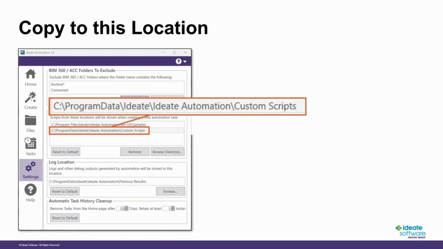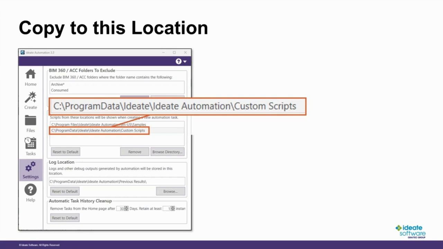This is the custom scripts location. Ideate Automation has set aside this folder specifically for this type of work when you're customizing your scripts to the next level, right? You could put it at a different location, but I like putting it here because once we get to the create portion of our steps, it quickly identifies this folder location for us. That'll make more sense in just a moment, but in most cases, I'd recommend copying here.